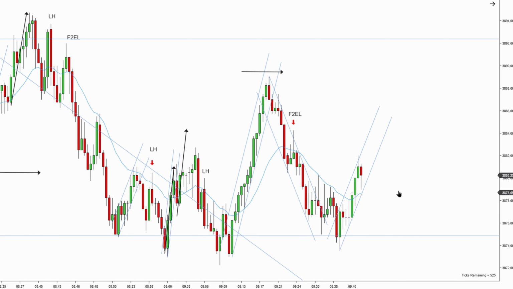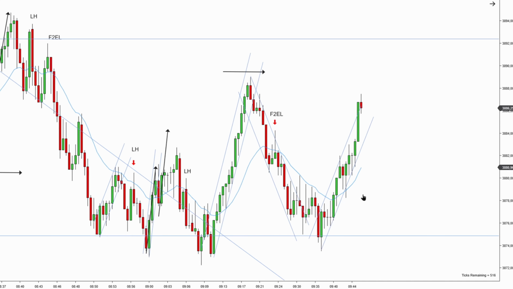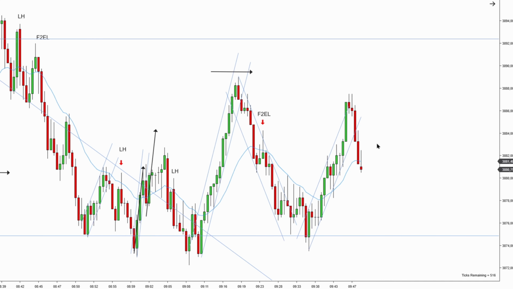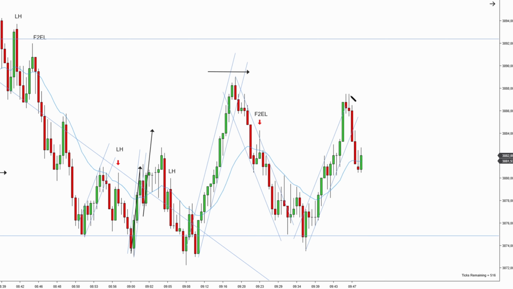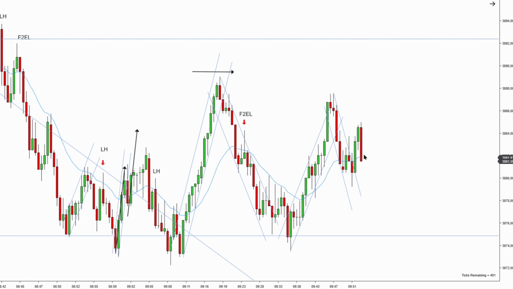Strong push above EMA, so I'm expecting a failed second entry short. We have a new low, first entry short, and I don't get any failed second entry short. So unfortunately there's no high probability setup. I'm just redrawing the channels again. And notice we have a new high, first entry long, pullback, second entry long, failure.